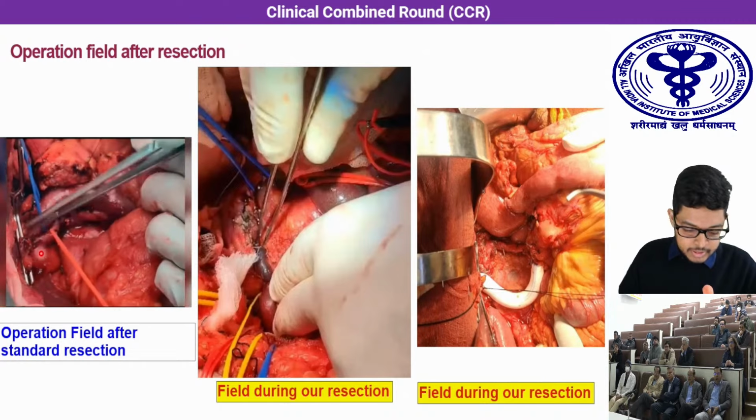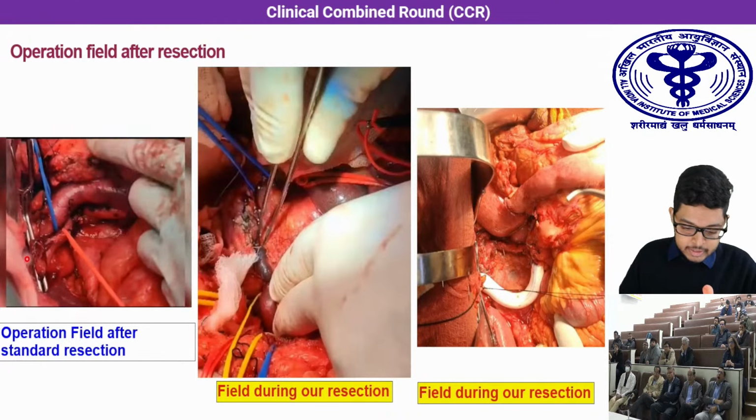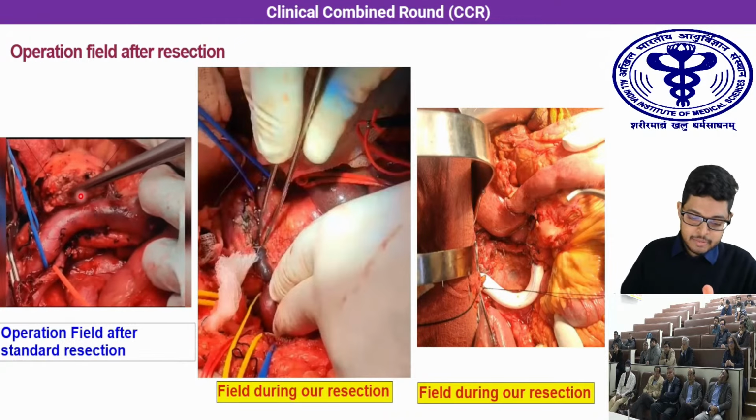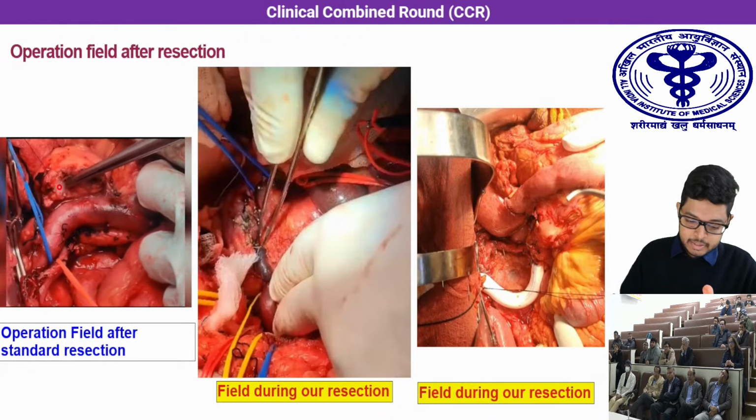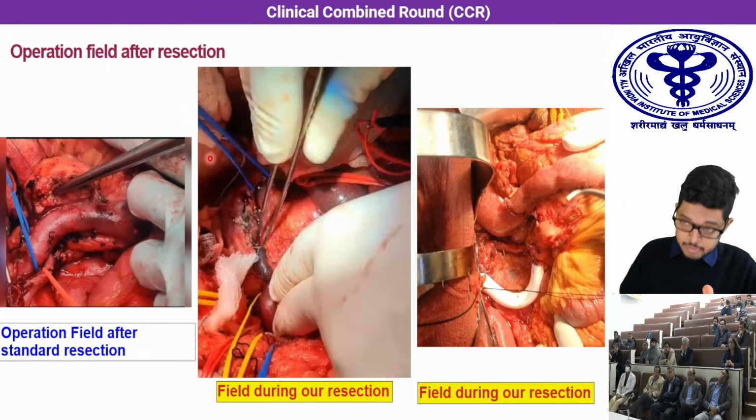This is the cut end of the common hepatic duct. This is the cut surface of the pancreas, and this is the pancreatic duct, which is well seen here. This is a standard Whipple's procedure.